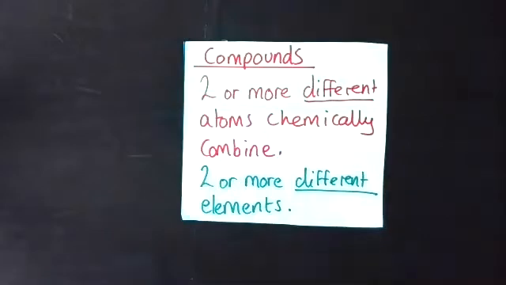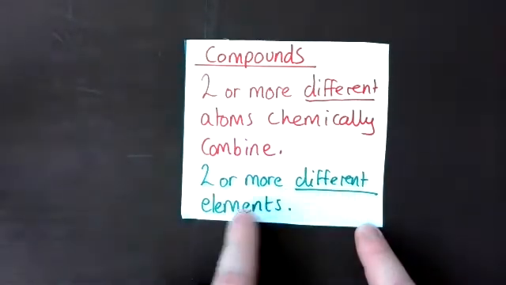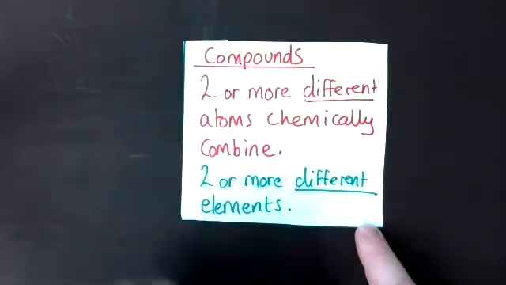So let's have a think about a compound then. Compounds consist of two or more different types of atom, which have chemically combined. So you can have a sodium atom and a chlorine atom combined as a compound, but more on that in a minute. So we have two or more different elements chemically combined in a compound.